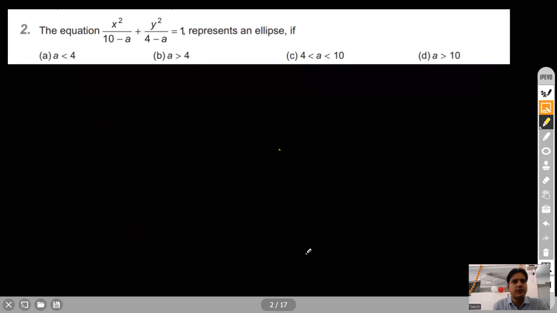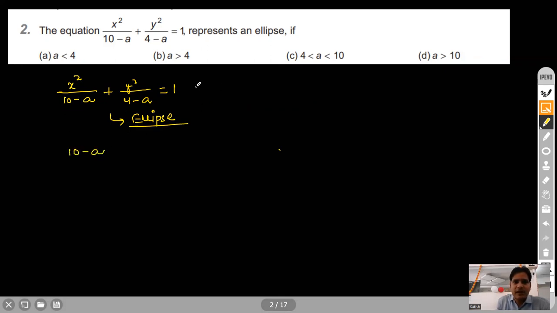This is question number 2. The equation x square upon 10 minus a plus y square upon 4 minus a equal to 1 represents an ellipse. If, okay. So, the question is saying this curve x square upon 10 minus a plus y square upon 4 minus a is equal to 1. This is representing an ellipse. So for this curve to represent an ellipse, if you compare it with our standard ellipse, that is x square upon a square plus y square upon b square is equal to 1.